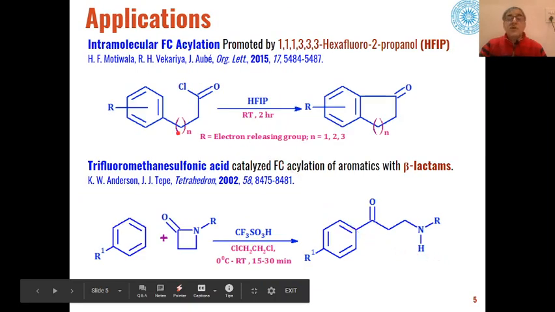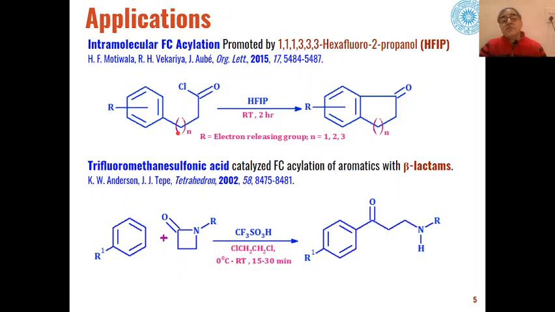These are some of the important examples of Friedel-Craft acylation. This is an example of intramolecular Friedel-Craft acylation, and here this reaction takes place in the presence of HFIP as the catalyst, 1,1,1,3,3,3 hexafluoro 2-propanol. This acts as a catalyst in this reaction.